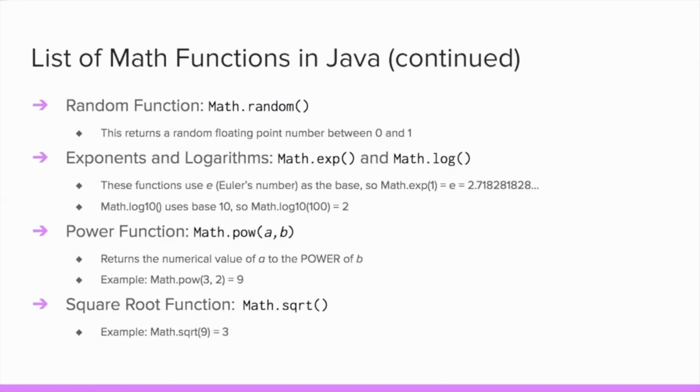Here are more math functions in Java. As with the previous slide, you can see the corresponding syntax for different math functions: random, exponents, logarithms, power, and square root. Note that the Math.random function returns a random float or decimal between 0 inclusive and 1 exclusive. In order to obtain a random integer from 1 to 6, for example, you would also need to use the multiplication operator and the Math.ceil function.